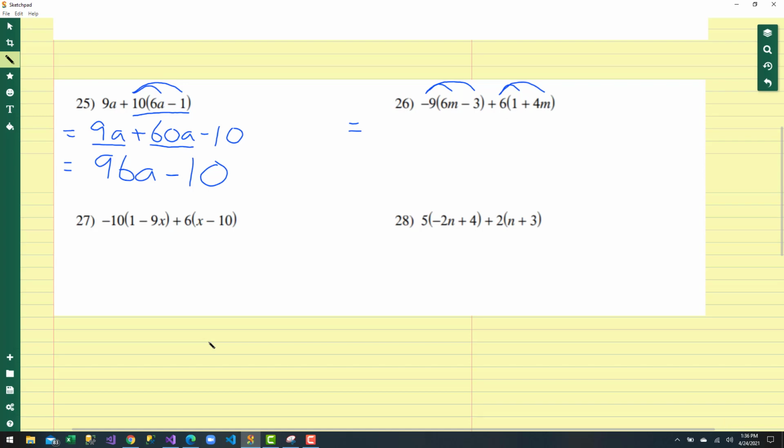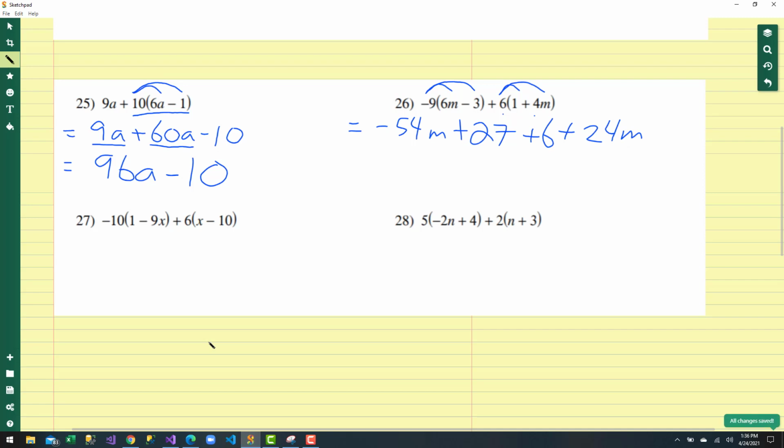All right, let's start. -9 times 6, that's -54. Copy the variable. -9 times -3, same sign when you multiply. Remember, that's a positive 27. And let's move on to the next set of 6 times 1, that's a positive 6. And then 6 and positive 4, and you multiply, that's a positive 24. Copy the variable.